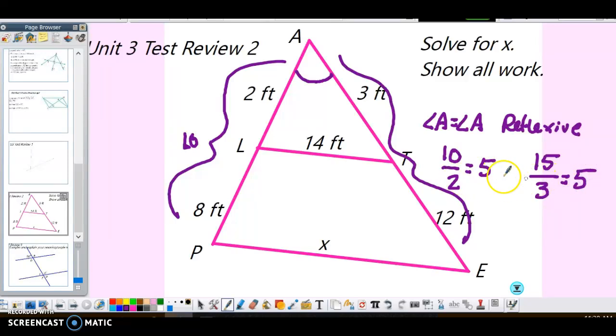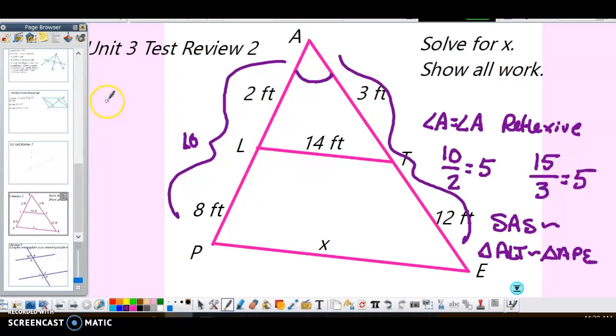I need to see you checking those two side proportions, not just assuming it in your mind, because those will be worth partial points. I have an angle that matches, a left side that's a scale factor of 5, a right side that's scale factor of 5, so I know that the triangles are similar by SAS. And to name them, I could name it triangle ALT is similar to triangle APE.